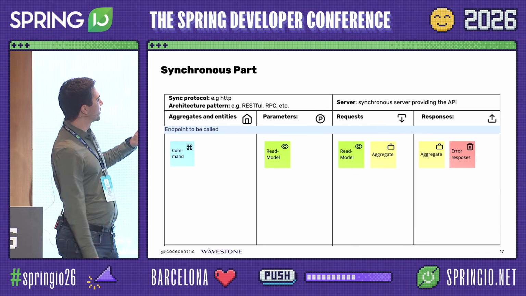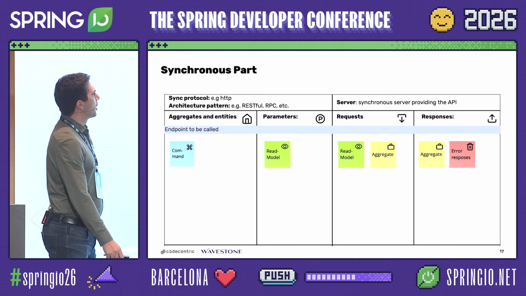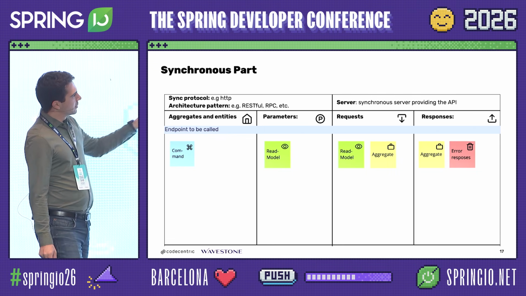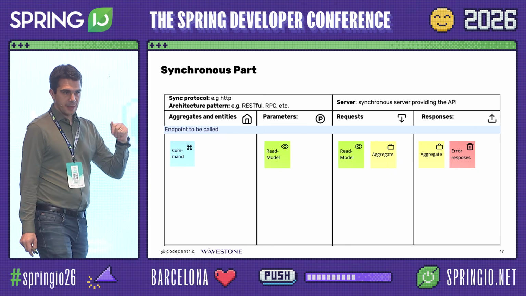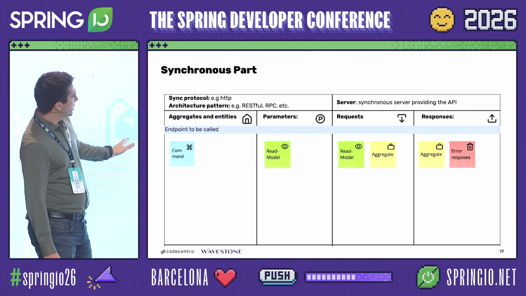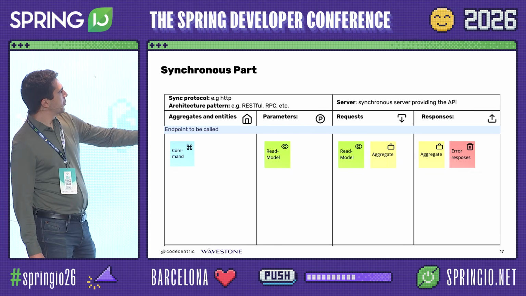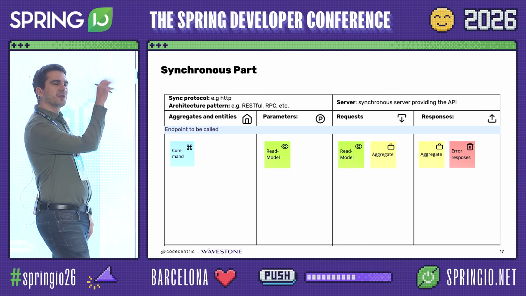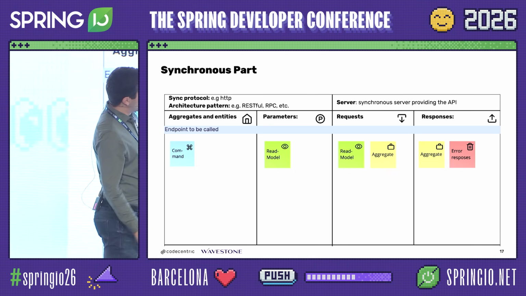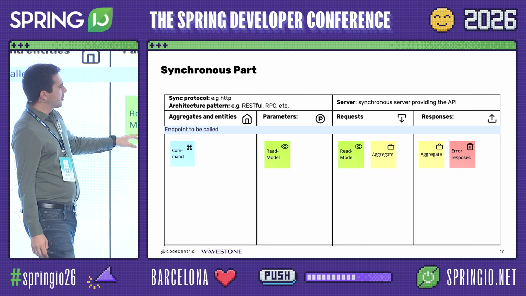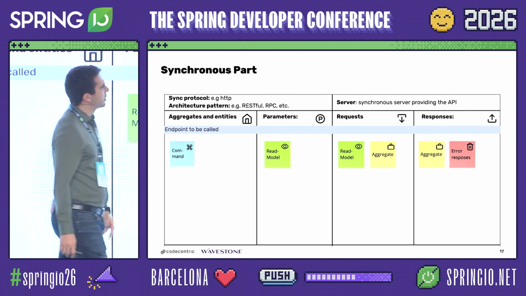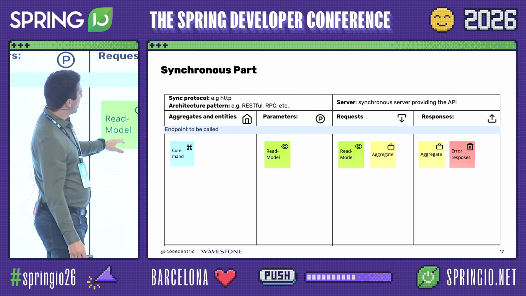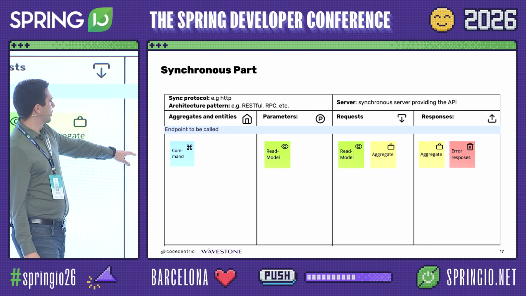Then we have a synchronous part where we can represent all synchronous API calls. And you see it's now really just represented again with stickers where we say, okay, what are the commands that we had before in the event storming? What are the read models that we need to give them with parameters? What will be requested and what will be responded?